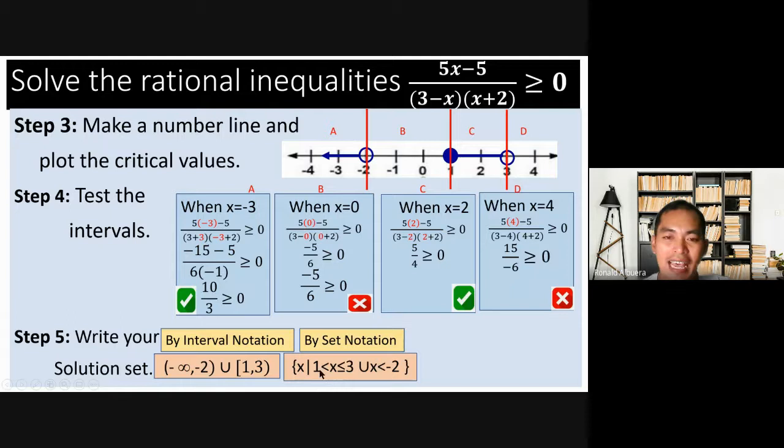Or by set notation, we have the set of all x such that x is less than negative 2, union x is greater than or equal to 1 but less than 3. By graph, we have this. Pareho lang doon. Okay? Malinaw po?